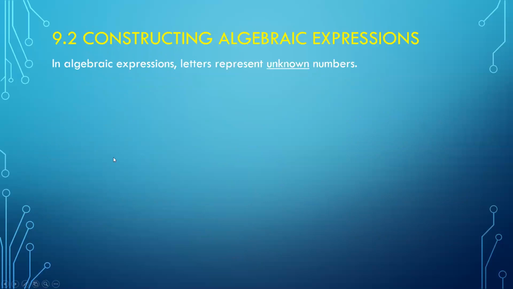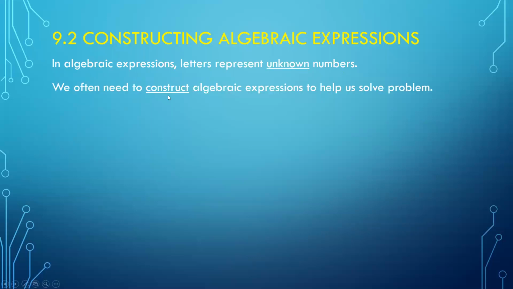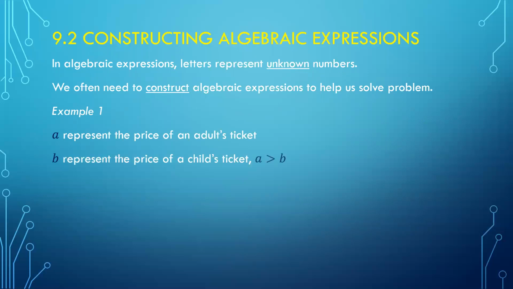For example, in an algebraic expression, the letters represent unknown numbers, just like x, a, y, b, that kind of thing, right? Unknown numbers. We often need to construct algebraic expressions to help us solve some problems. For example, if a represents the price of an adult ticket, b represents the price of a child ticket for a concert, and a in this case is bigger than b, meaning the adult ticket is more expensive than the child ticket, right?